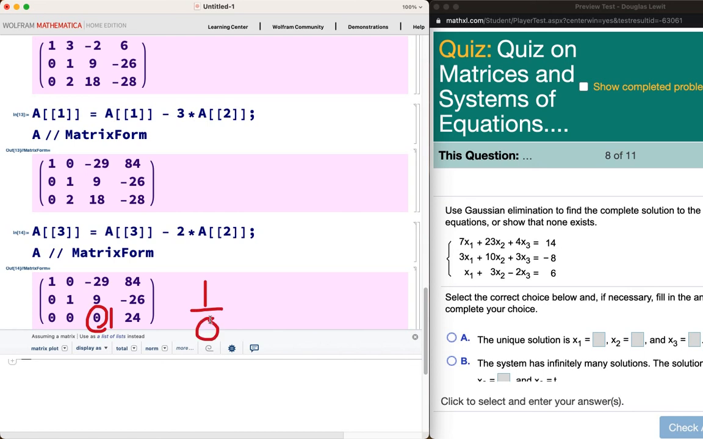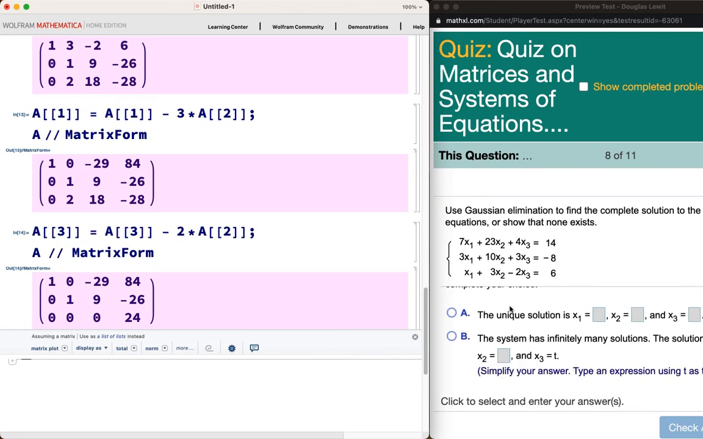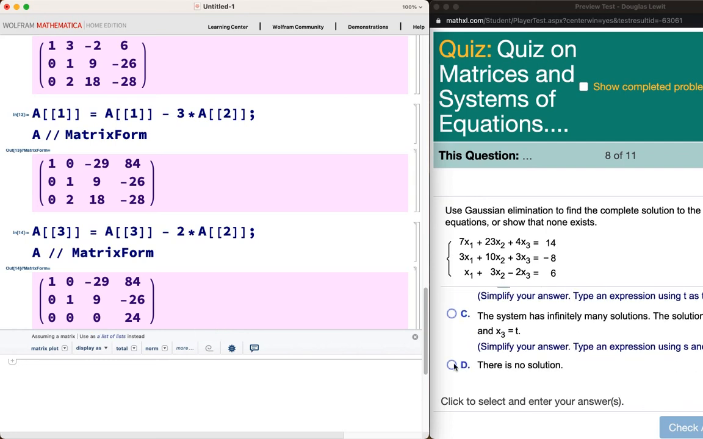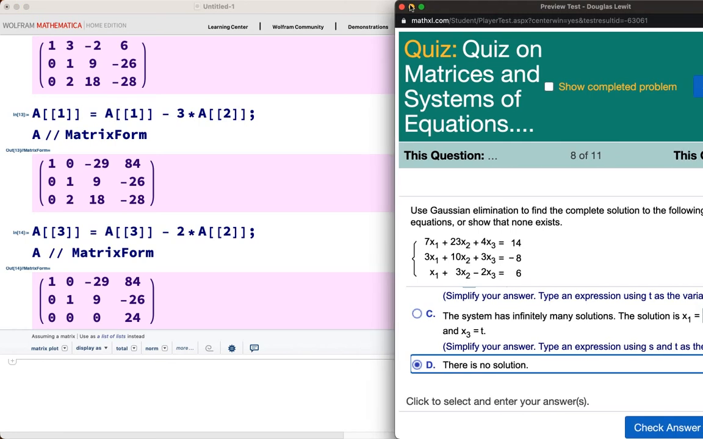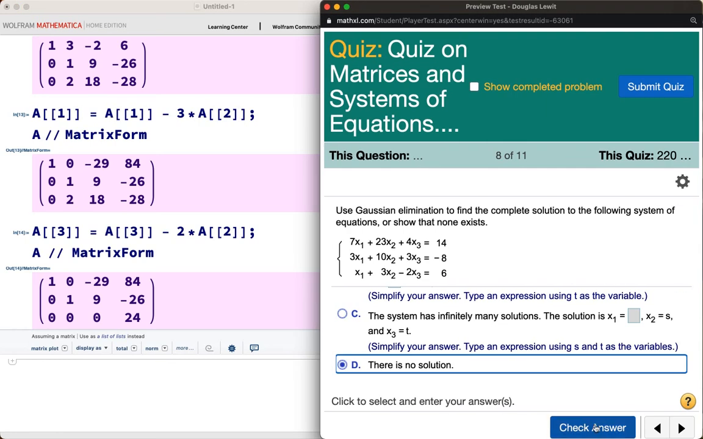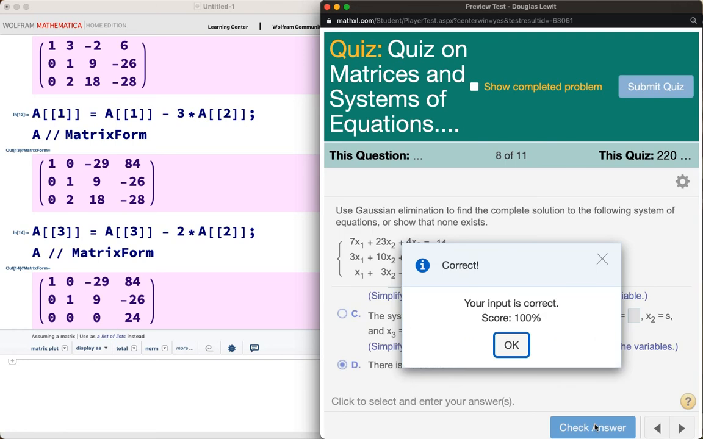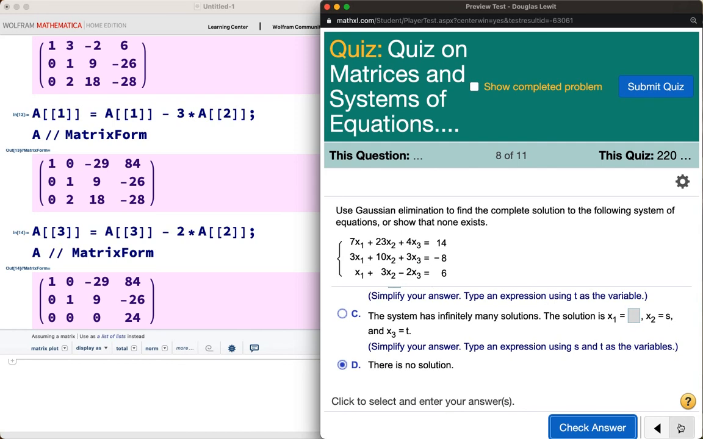It's undefined. So therefore, hold on one second. Therefore, this problem has no solution. It's an inconsistent system. Your input is correct, score 100%. Okay, let's move on to question number 9.